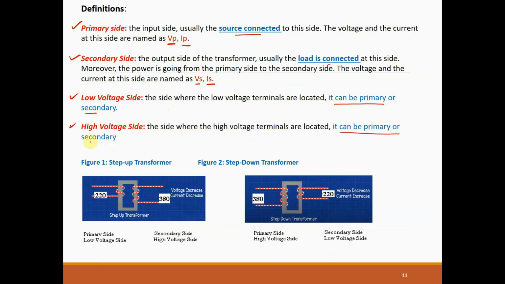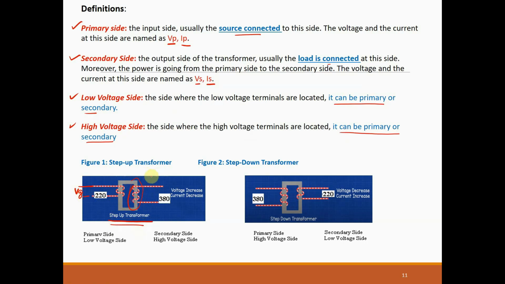It can be primary and it can also be secondary. Now, let us focus on the number of turns. As you can see here from this figure, there are fewer turns on this side compared to this side here. There are more turns. So obviously, if the source is connected here, this is used as a step-up transformer, right?